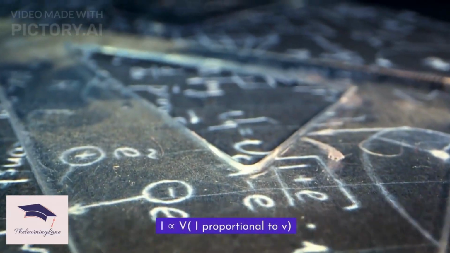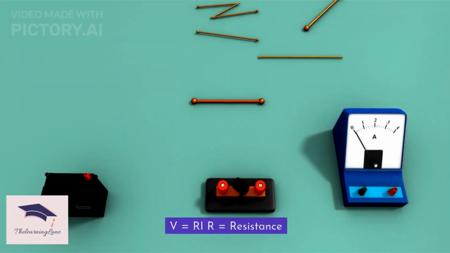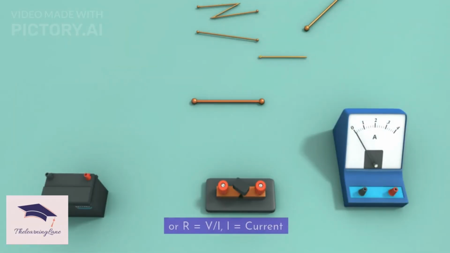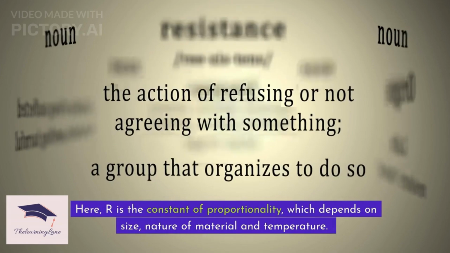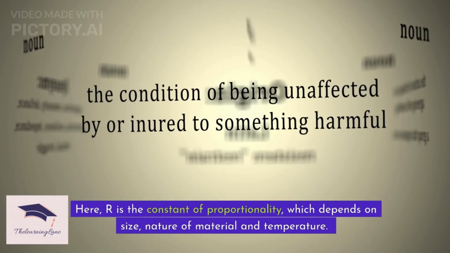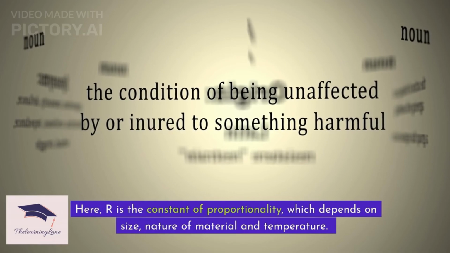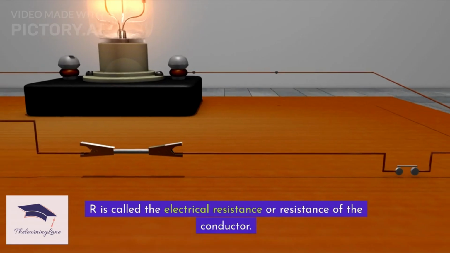I is proportional to V, or V equals IR, where V equals potential difference, R equals resistance, or R equals V by I, and I equals current. Here, R is the constant of proportionality, which depends on size, nature of material and temperature. R is called the electrical resistance or resistance of the conductor.